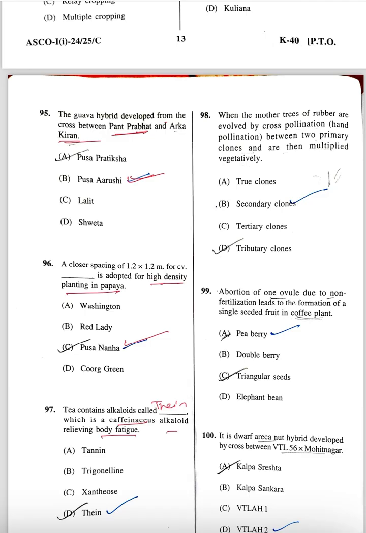And when the mother trees of rubber are evolved by cross pollination between two primary clones, then you will get the secondary clones. Then abortion of one ovule due to non-fertilization leads to formation of a single-seeded fruit in the coffee plant. It is called pea berry. Then the dwarf areca nut hybrid was developed by crossing between VTL 56 and Mohitnagar. It is VTL H2. So these are the answers of paper 1.